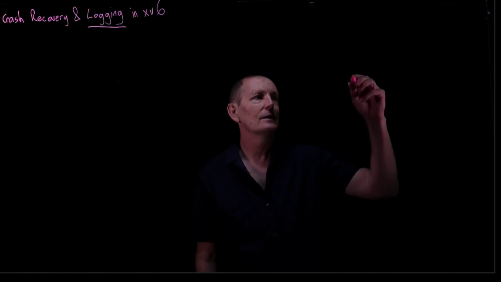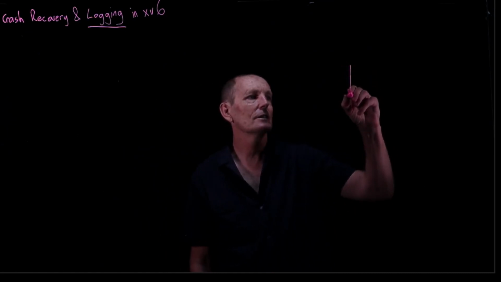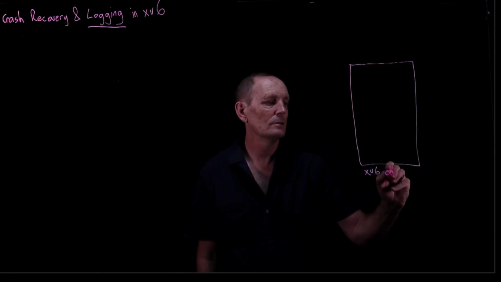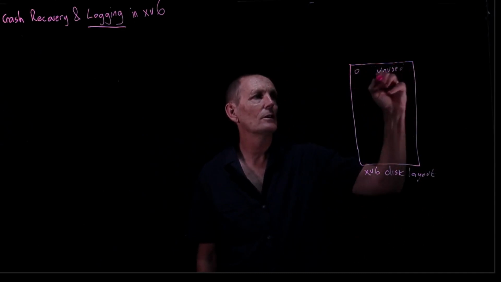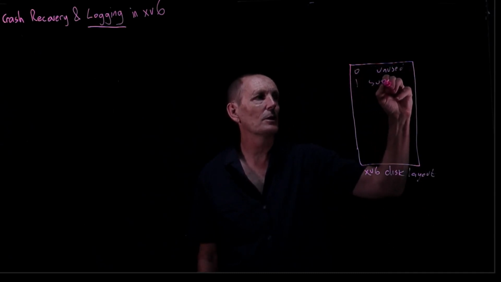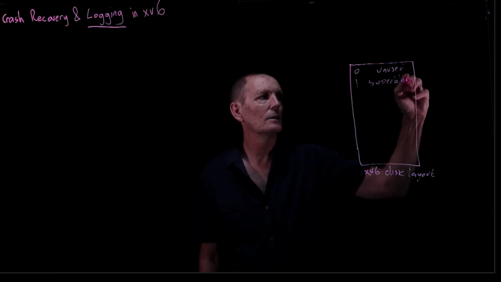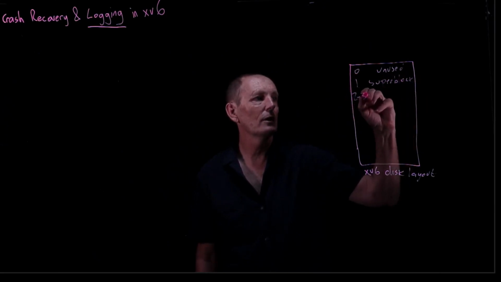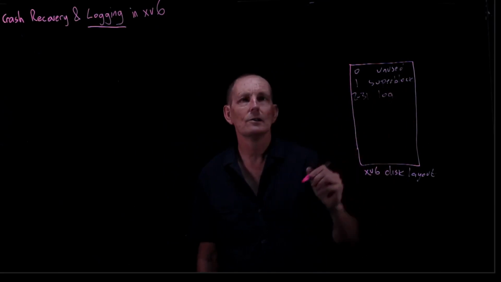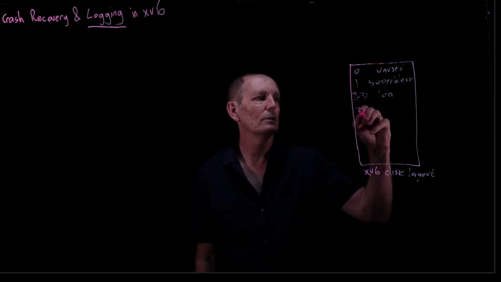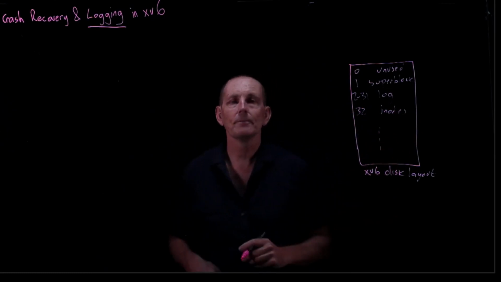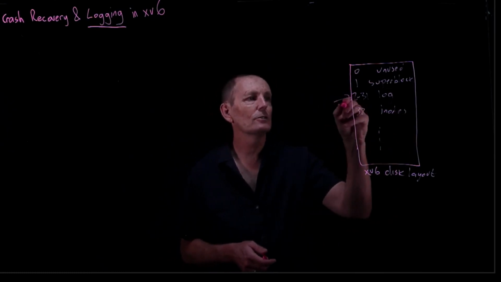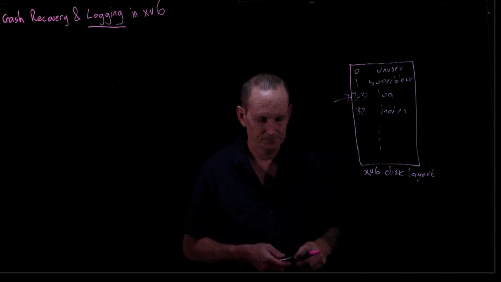We talked about the disk layout on xv6. So 0 is unused, 1 is the super block, 2 through 31 are the log, and then 32 starts the inodes, and we got other stuff beyond that. So this is the key here, right? 2 through 31 is the log.